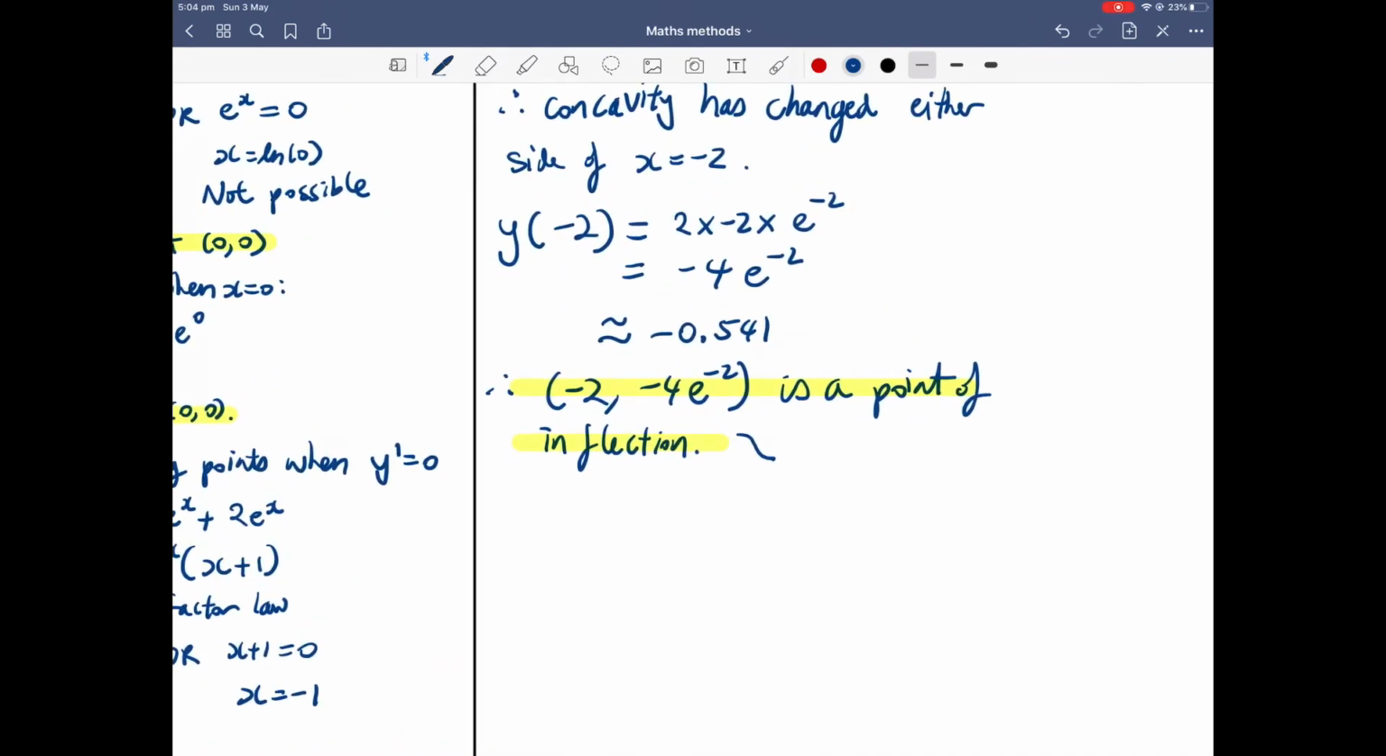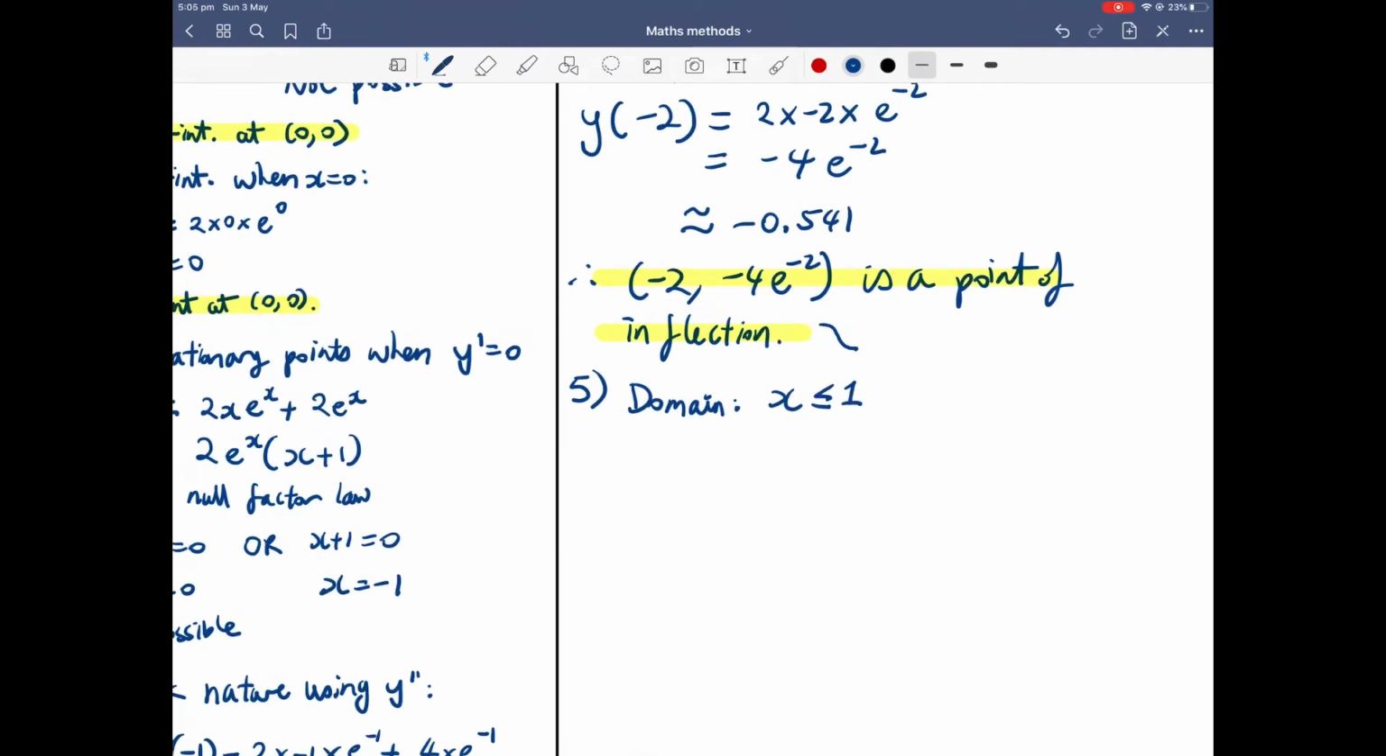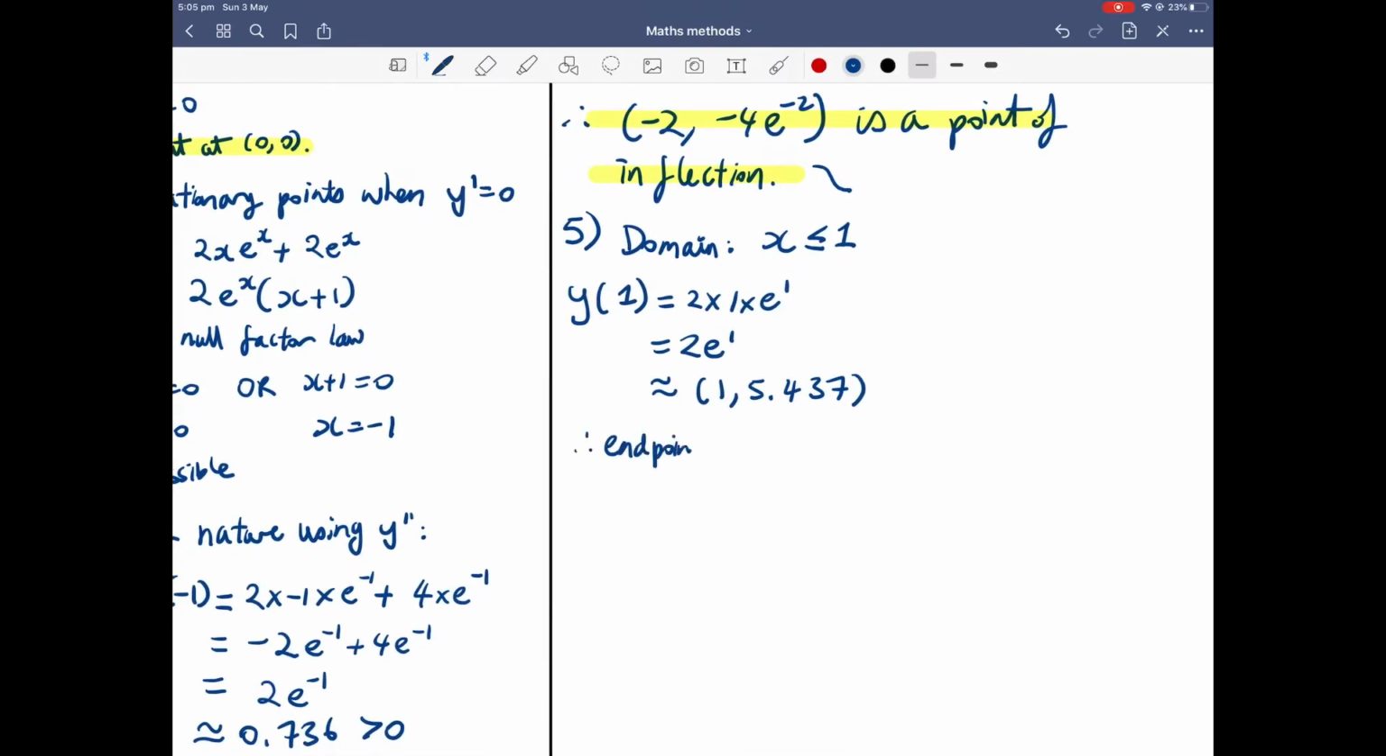Next step, we're going to check the domain. So step 5, let's look at the domain. We're told that x has to be less than or equal to 1. So we can't sketch anything to the right of 1. Because we do have an upper endpoint when x is equal to 1, we need to work out the corresponding y value. So y value of 1 is 2 times 1 times e to the 1, which is 2e to the 1, which is approximately 5.437, just for sketching purposes. So therefore, the endpoint is at 1, 2e to the 1. So we need to make sure we don't go past that point when we sketch.